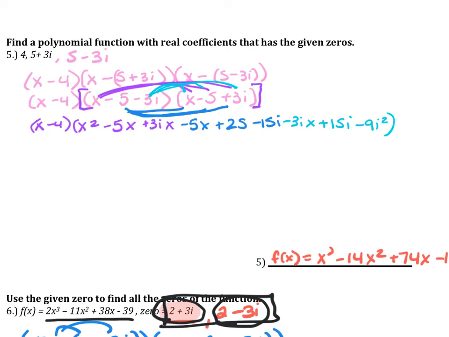So if you've done it correctly, your i's should cancel out. 3ix, negative 3ix, negative 15i, positive 15i, minus 9i squared. This becomes a negative 1, which becomes plus 9.